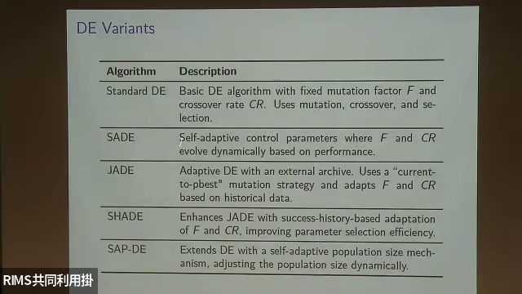So you have the standard differential evolution. You have the self-adaptive control, so self-adaptive DE. There's also another variant which is JADE, SHADE, and then SAP-DE. Okay? So the idea behind the difference is that within the algorithm there are hyperparameters. As you go from here to here, the hyperparameters within the algorithm become adaptive.